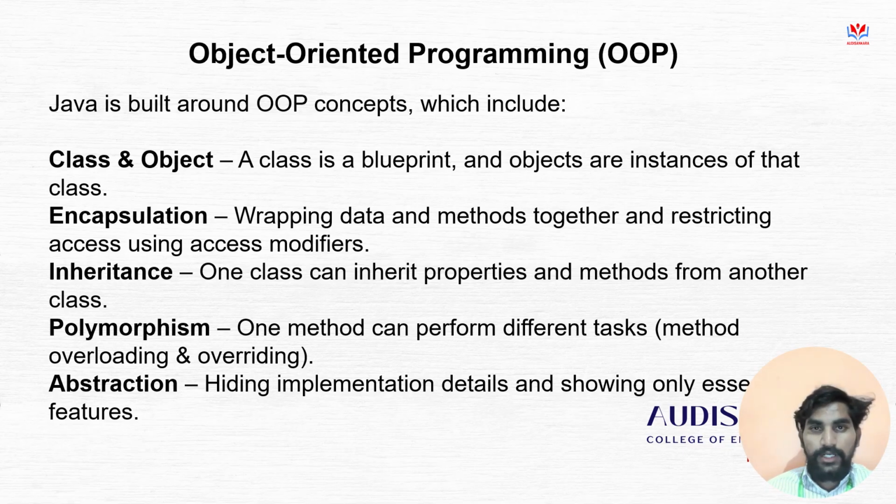Encapsulation is the wrapping of data and methods together and restricting access using access modifiers. Inheritance: one class can inherit properties and methods from another class. It means inheritance as we see in our blood relations. Inheritance means the genes which come from your parents or grandparents. One class can inherit properties and methods from another class.